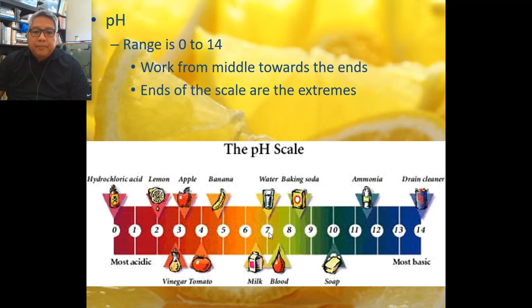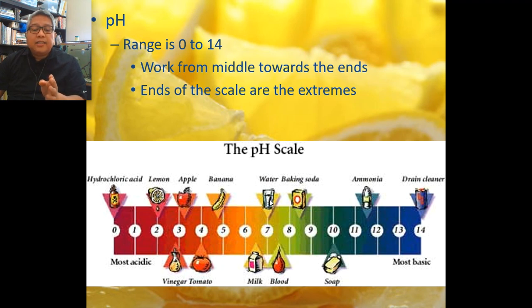So let's say, for example, you have this. You see here, 7 and above will be different. 7 and below will be different. So 7 will be in the middle of that scale. In a way, if you look here, 7 will be classified as a salt solution or neutral solution.